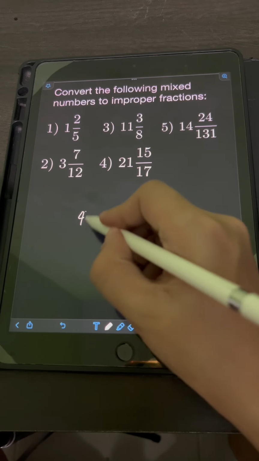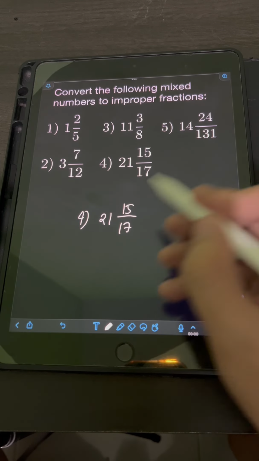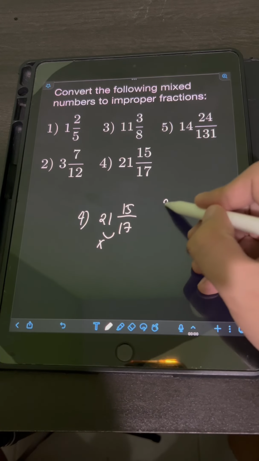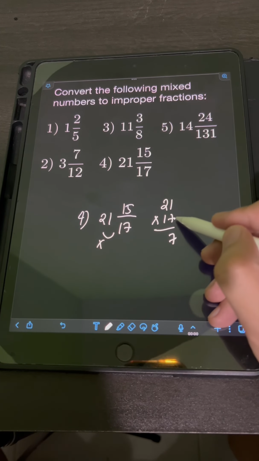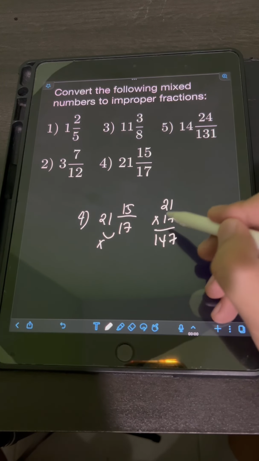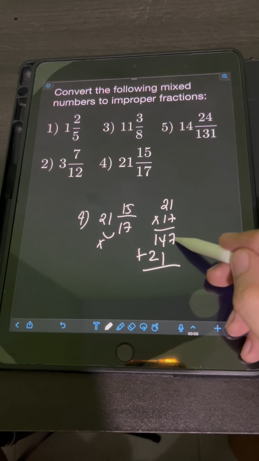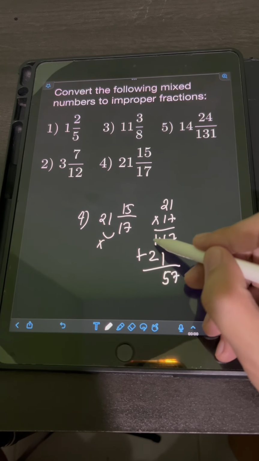For number 4, we have 21 and 15 over 17. So let's multiply 21 times 17. So 1 times 7, 7. 7 times 2, it's 14. 1 times 1, 1. 1 times 2, 2. Let's add, bring down the 7. 4 plus 1, 5. 1 plus 2, 3.